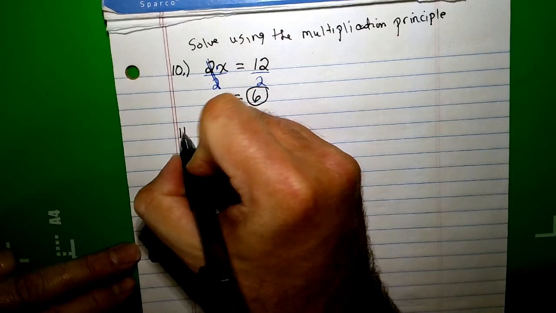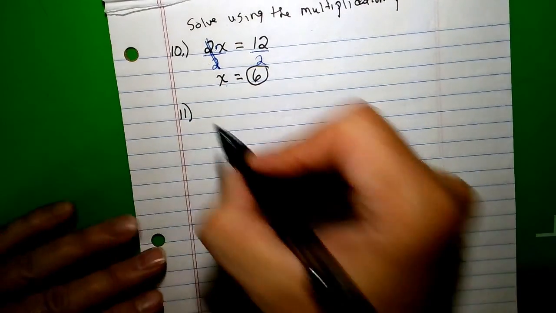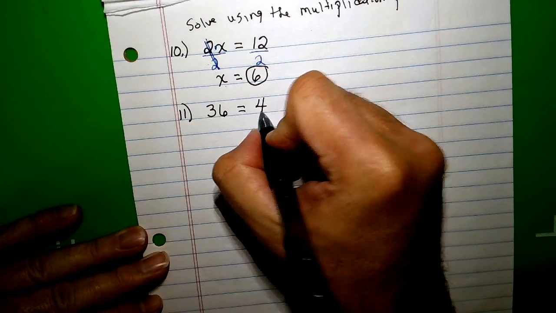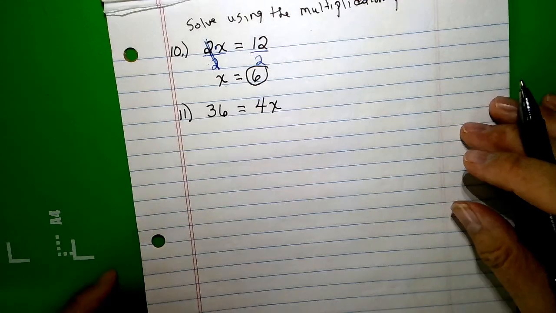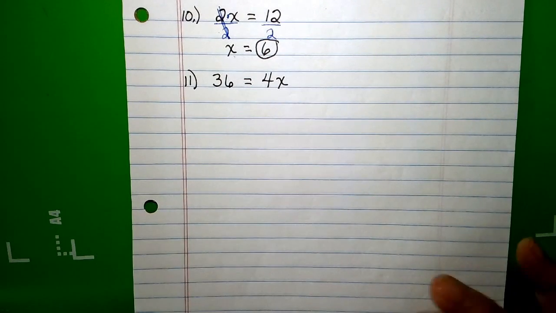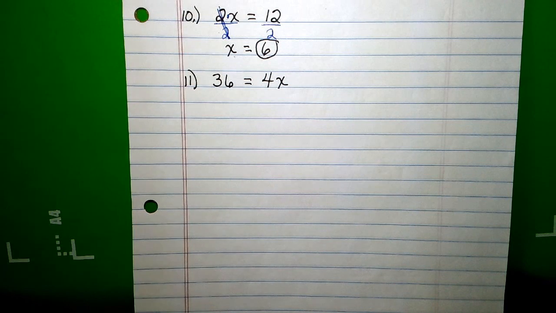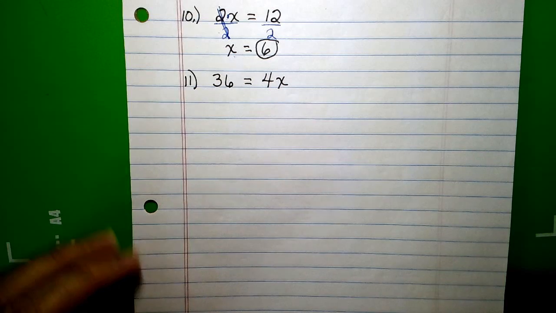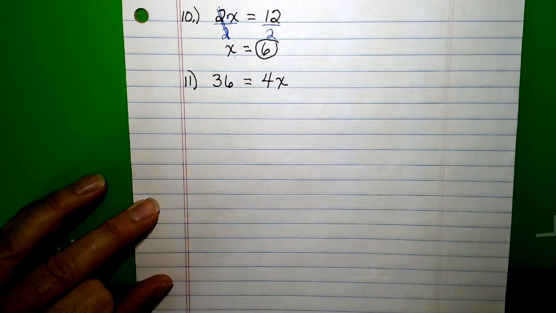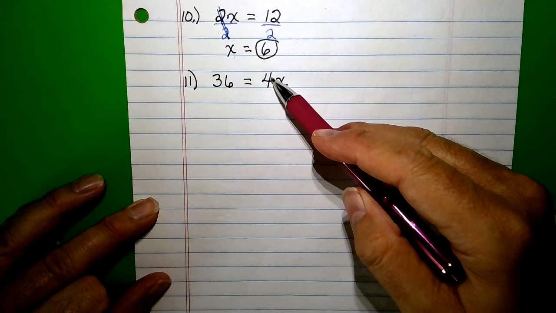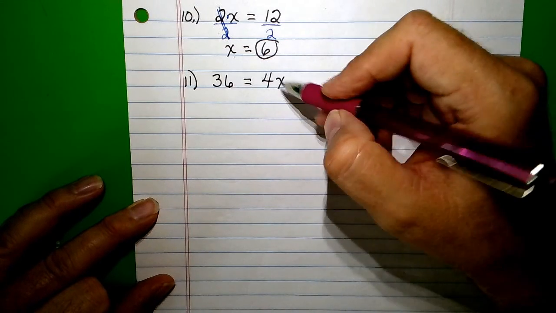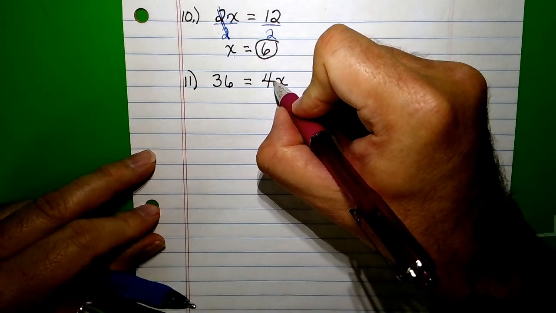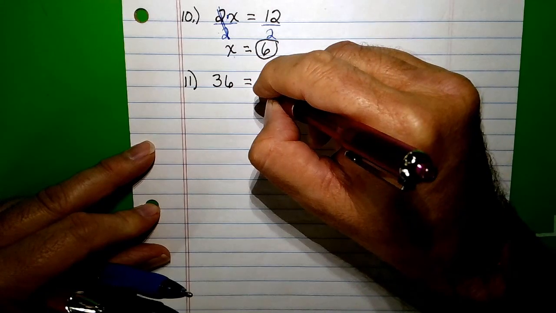Let's do another one. 11. 36 equals 4x. Oh, here's one where the x is on the right. What would I do to get the x by itself? Well, you're not going to subtract 4. Subtracting 4 would get rid of this 4. 4x minus 4? No. You can't combine those. But you could divide both sides by 4.